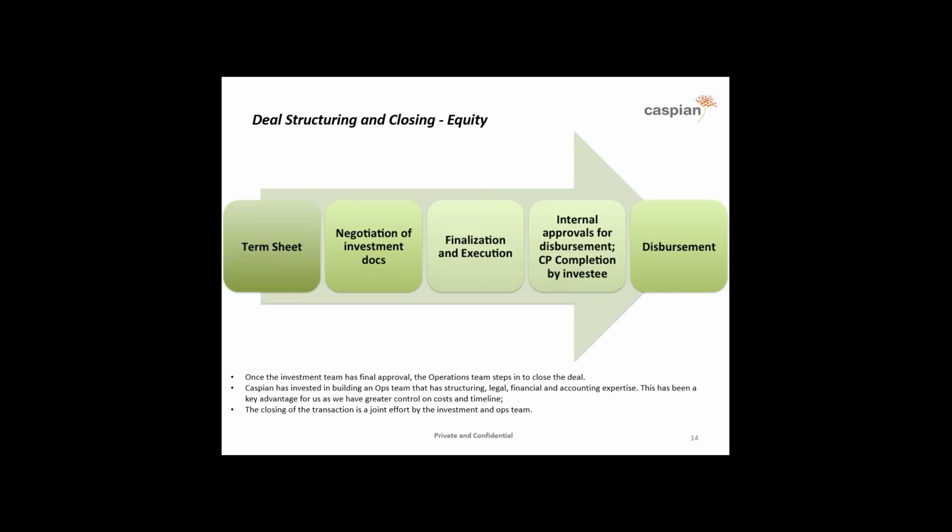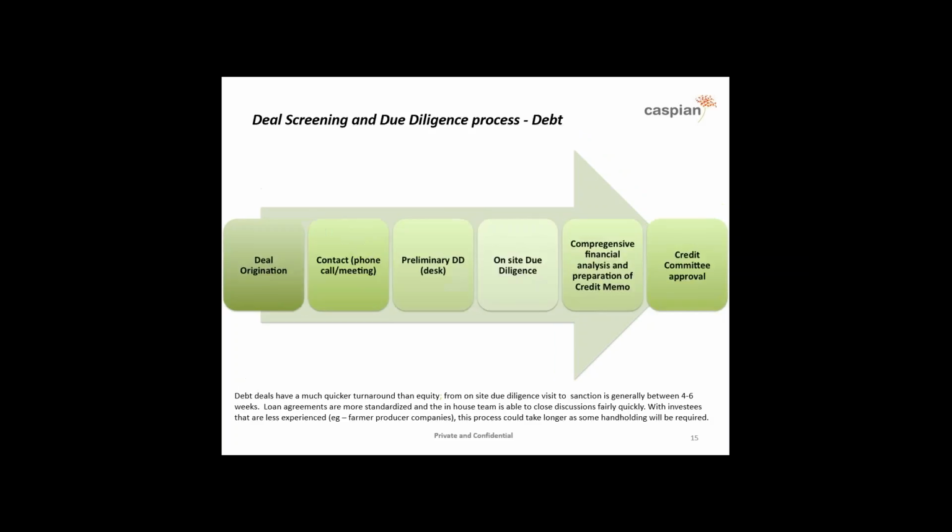This has certainly been a big advantage for us because we have greater control on costs. We also have greater control on timeline because it's all managed internally. But like I said, the ultimate timeline of closing really depends on how many people you have around the table. So that's on equity. So I think we'll move on quickly.